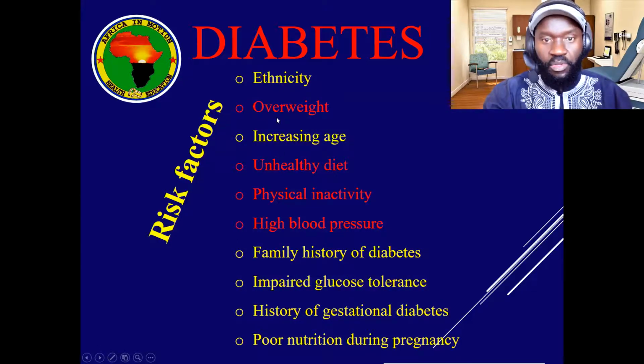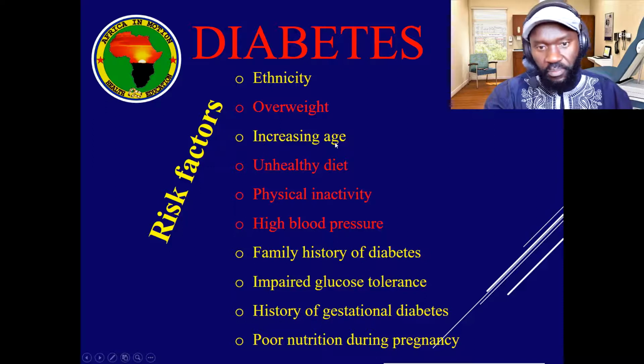We can now see the main risk factors. One is ethnicity. Some ethnic groups might have more diabetes because of genetic factors. But also overweight. These ones highlighted in red are known to be the main risk factors of diabetes. We are going to see why. Why does overweight really matter when it comes to diabetes?